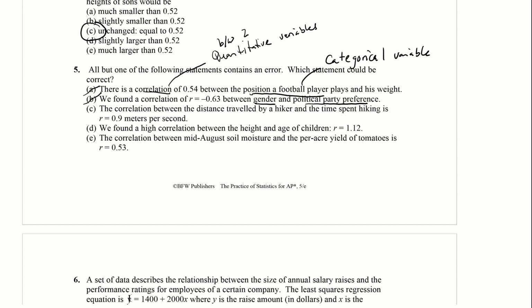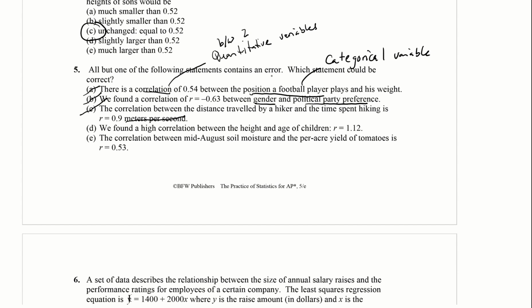The correlation between the distance traveled by a hiker and the time spent hiking is 0.9 meters per second. This is incorrect because r does not have any units, right? r is unitless. So this is incorrect. All right, so it cannot have any units.